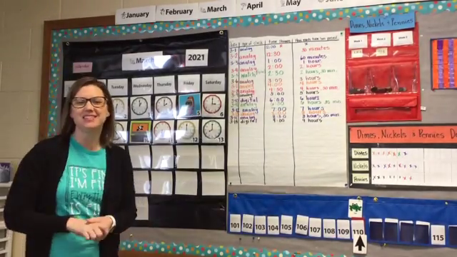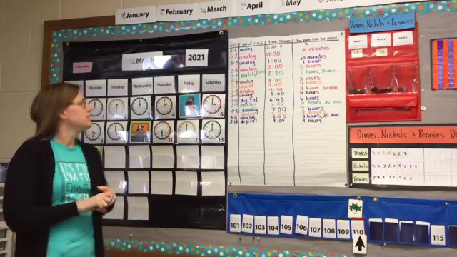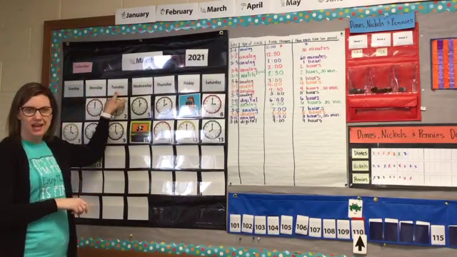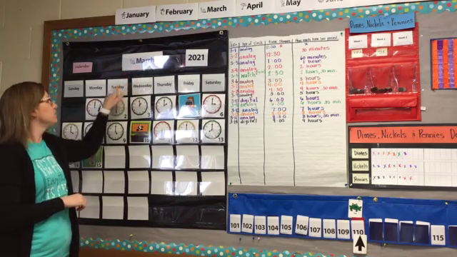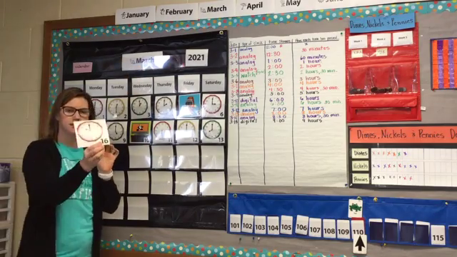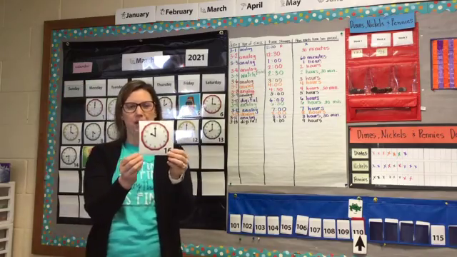Boys and girls, it's time for Number Corner. Today is Tuesday and we are still in the month of March. So the date today is Tuesday, March 16th, 2021.